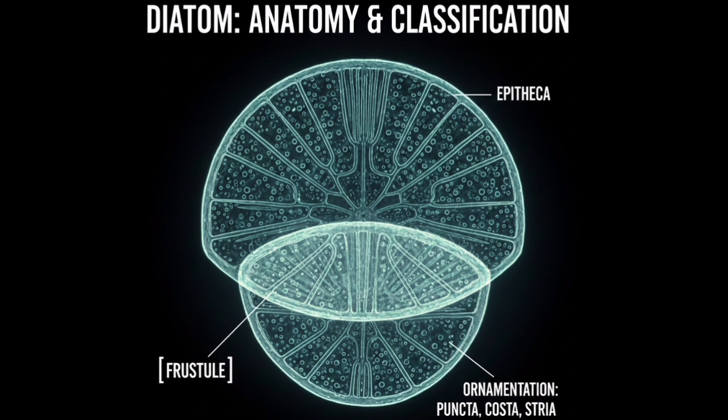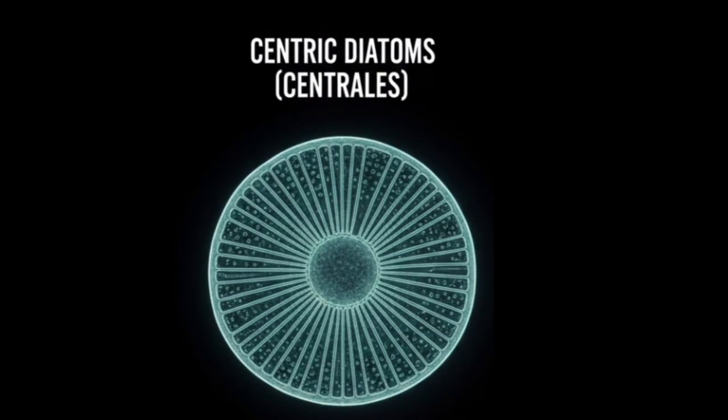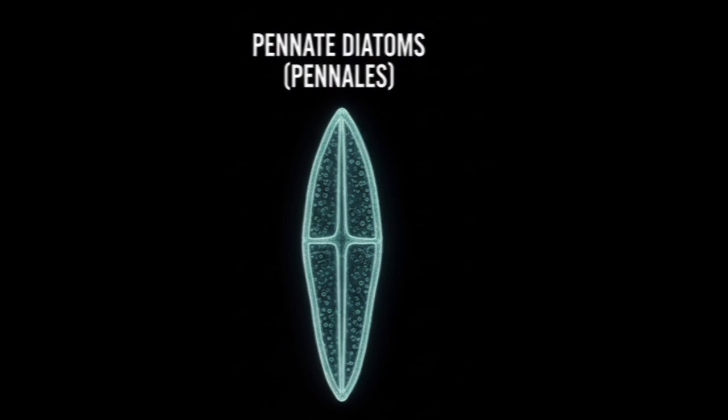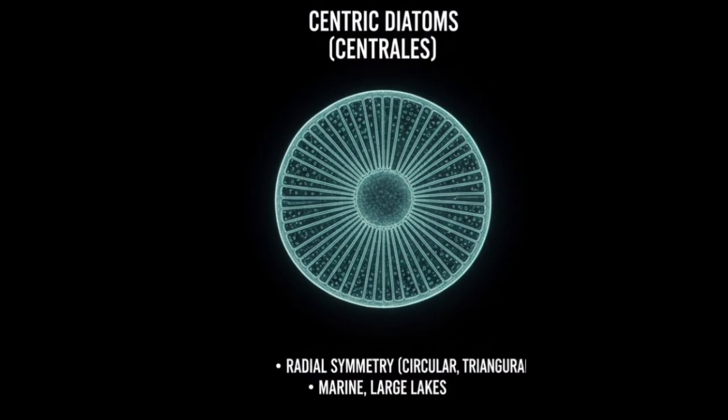Then the classification of the diatoms. They are basically classified as centric diatoms, known as Centrales, and pennate diatoms, known as Pennales. Now what are Centrales? They have radial symmetry. They can be circular, they can be triangular. They are most common in marine environments and in stagnant water. Stagnant water, as in stagnant lakes, means water which is stable, which is not moving.